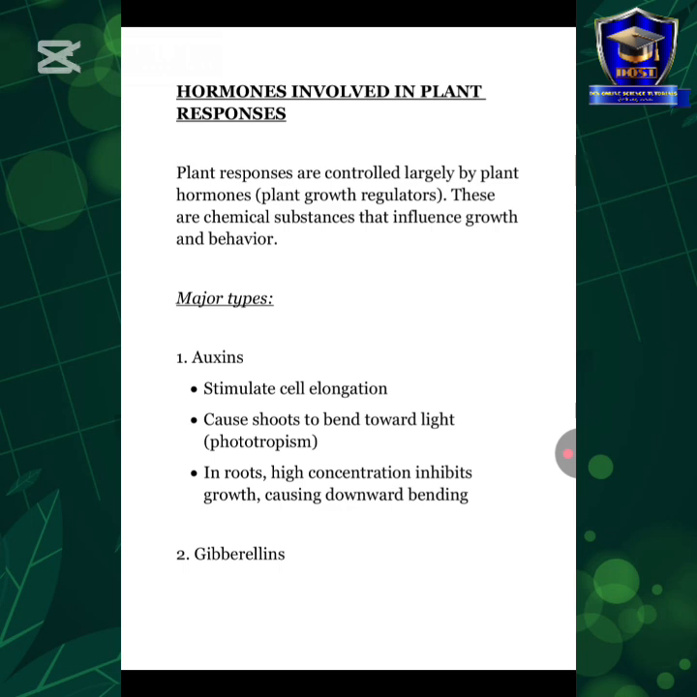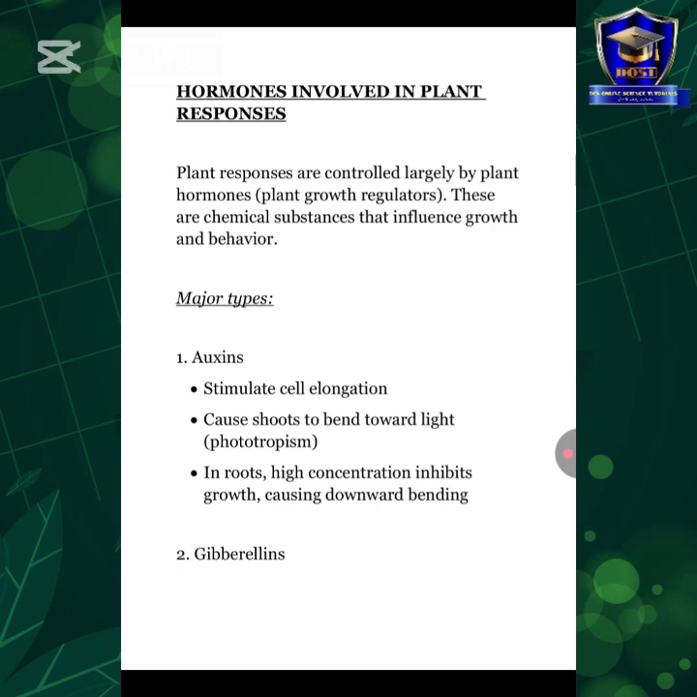Number one, we have auxin. Auxin's function is to stimulate cell elongation. So whenever a plant wants to move towards, let's say, a source of light, auxin will have to increase its activity to elongate the cells in that area that needs to grow, so that the plant will grow very fast. So it causes cell elongation. It causes shoots to bend towards light. That's phototropism. And in roots, high concentration can inhibit growth, causing downward bending.